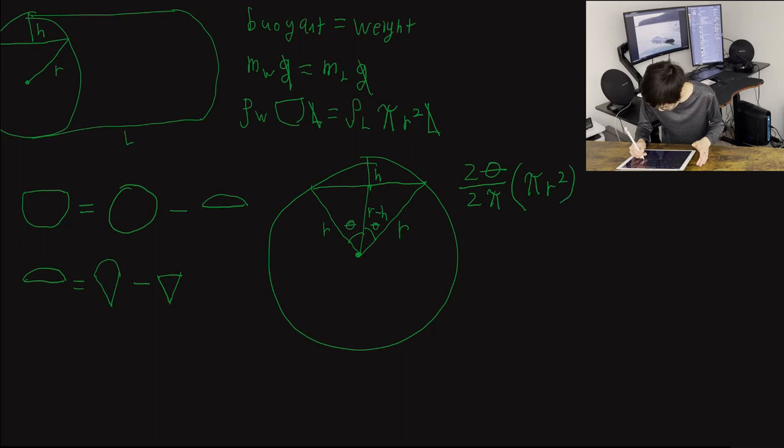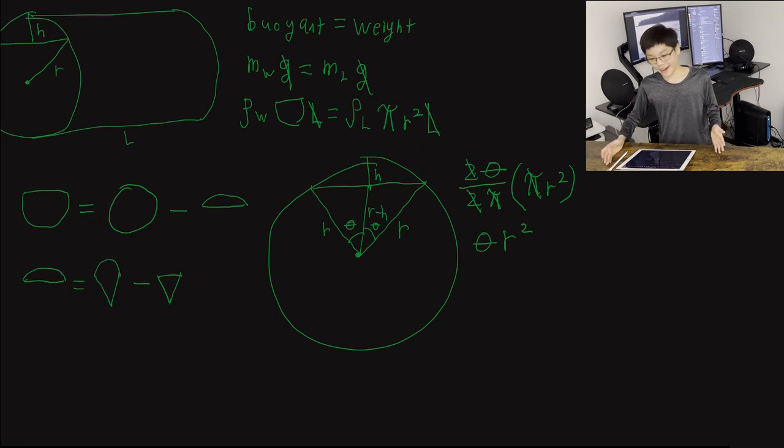Pi r squared. So notice how there's a 2 in the numerator and denominator. Well, that's just going to be equal to 1, so get rid of those, right? And notice how there's a pi in the denominator, and then this fraction is going to be multiplied by pi. We can also get rid of the pi too. And that leaves us with theta r squared. Now, what is theta? Well, we don't even know right now.